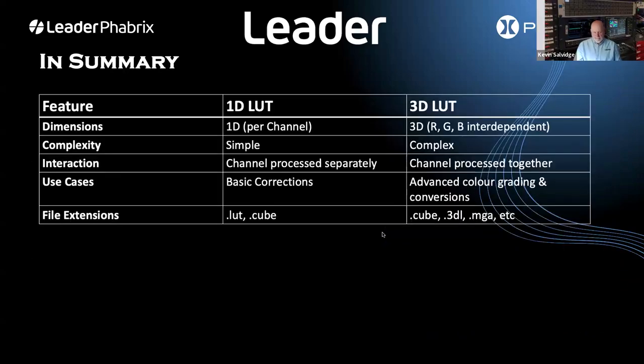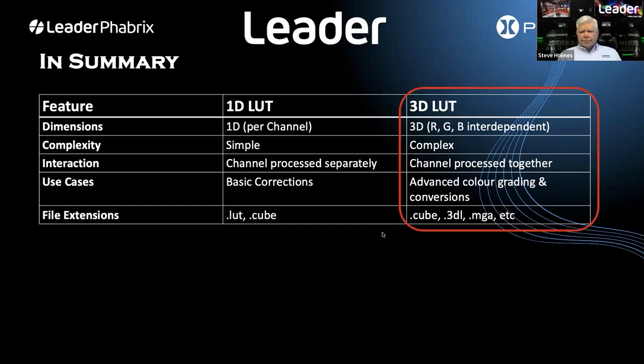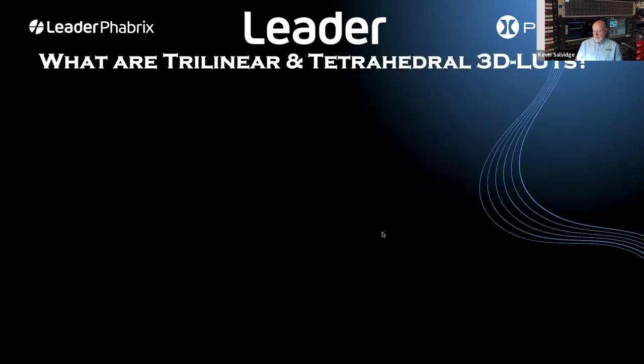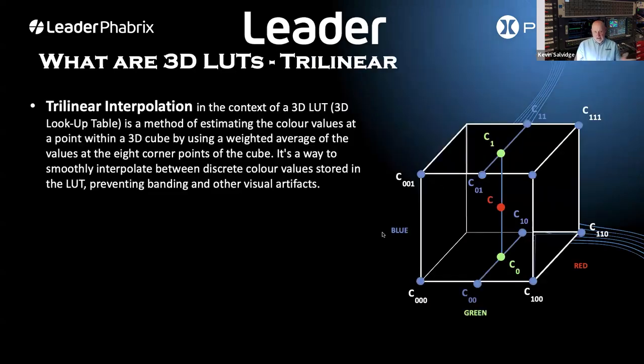So in summary, the differences between a 1D and 3D LUT are fairly straightforward. Obviously, the 3D LUT gives you a lot more flexibility and a lot more accurate color reproduction. So let's dive a bit more into 3D LUTs, because this is like peeling an onion. Now we've started, we're going to take the next layer off. There are two types of 3D LUT interpolation: the trilinear and the tetrahedral.